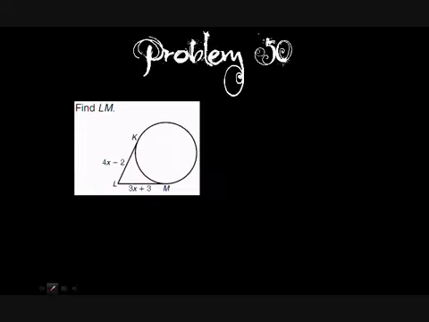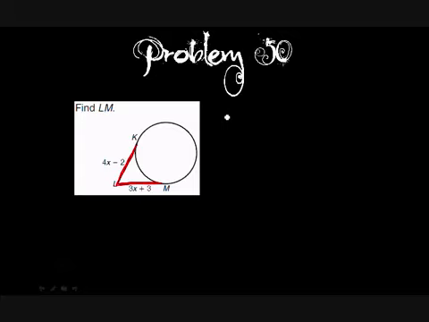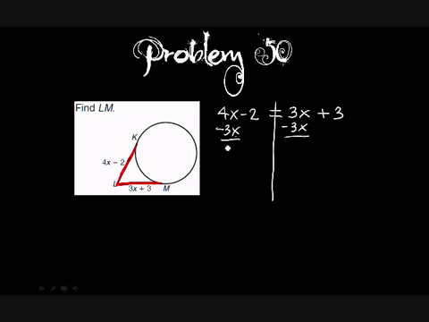Okay, problem 50, the very last problem, is an ice cream cone problem. We have this one and this one, so they have to be equal to each other, and we just set them equal. So we have 4x minus 2 equals 3x plus 3. Okay, it doesn't matter what we start with. I'm going to go ahead and start with the 3x, but you could start with something else and you get the same answer. So this is x, and on this side we get 3.